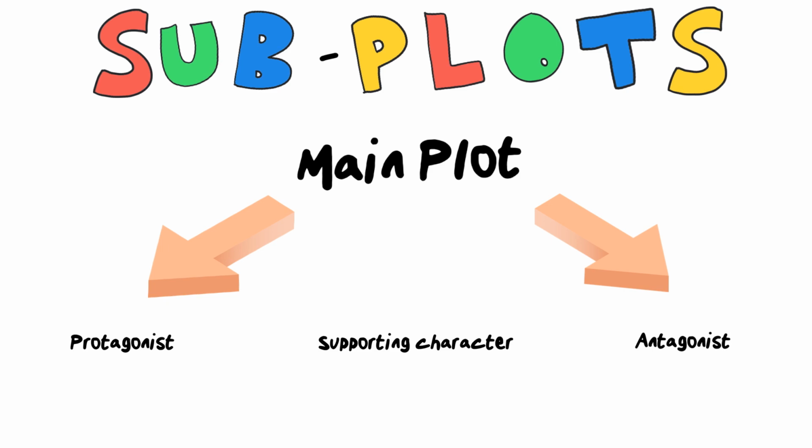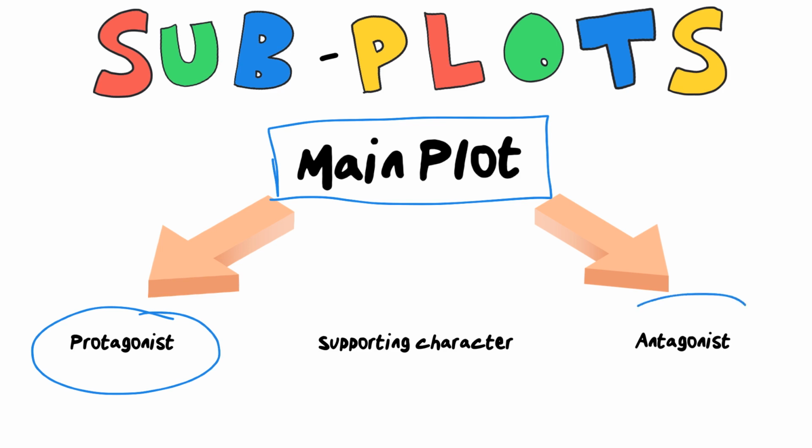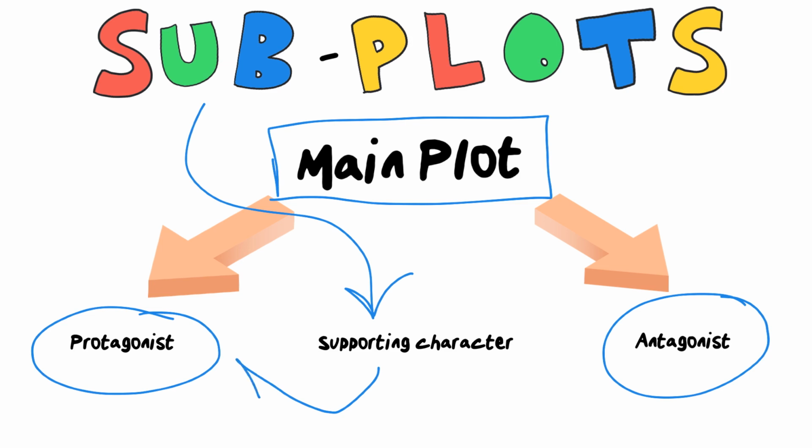When it comes to any story, the main plot of the story typically is between the protagonist and the antagonist. The subplots then are those that start to involve that supporting character or characters. It may be their interaction with the protagonist, with the antagonist, or with other supporting characters.